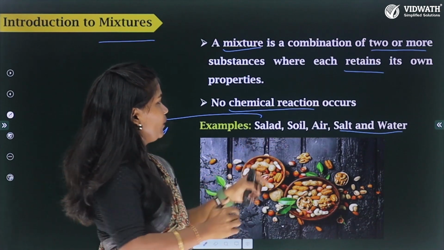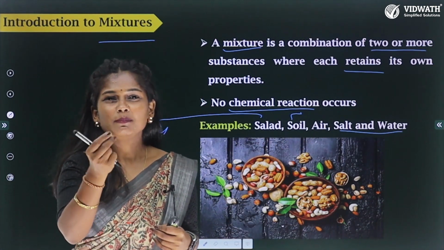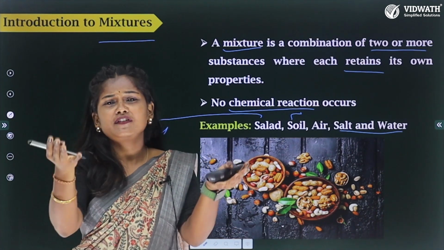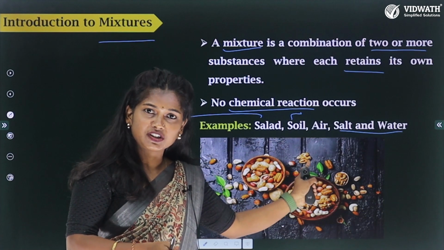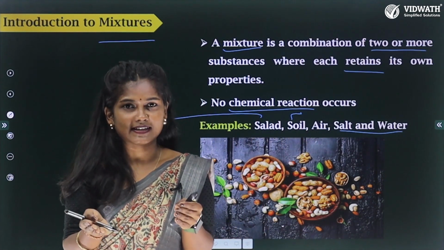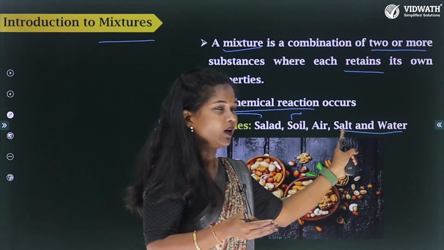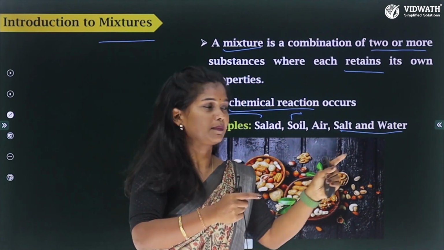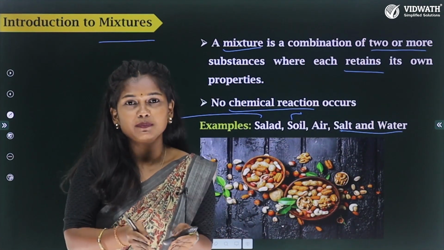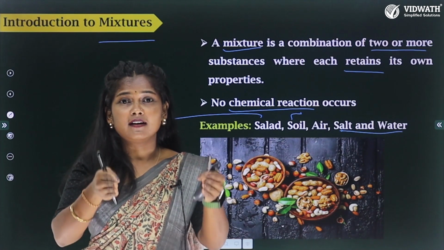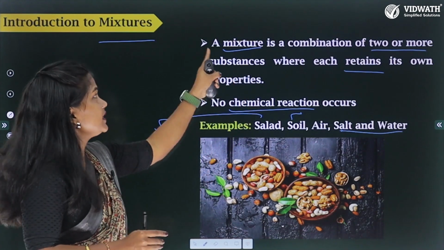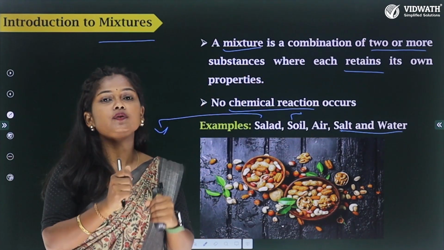When it comes to soil, you have fine particles of mud and little stones, pebbles or something. These different substances combine to make soil, which is a mixture. Air, by definition, is a mixture of gases, right? Then comes salt and water. Salt is NaCl, which is one substance, and water is a different one. When you dissolve salt in water, it makes a mixture which retains the properties of both salt and water. So that is about the mixture: a mixture is a combination of two or more substances.